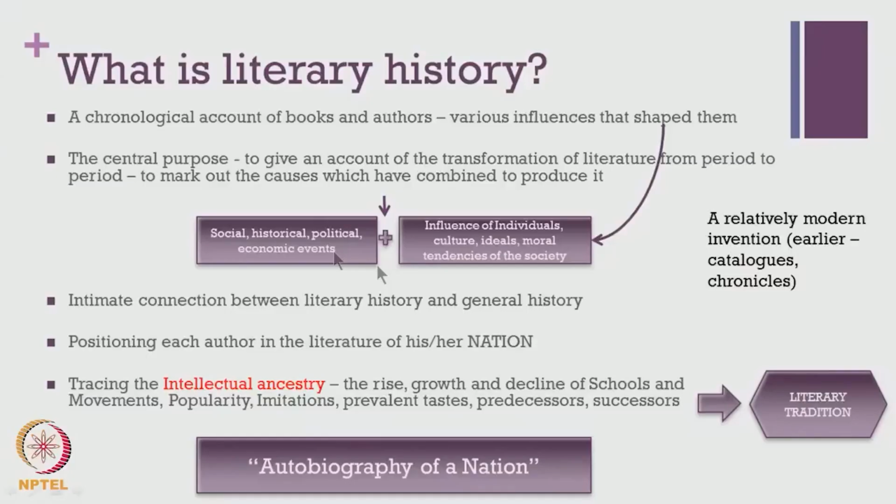It is also at times we find that historians at a later point have forcefully ensured a kind of continuity so that particular literary traditions live on, particular canonical structures do not get disturbed. There could be many reasons for this, some of which we shall be looking at a later point. So, to sum up what exactly is literary history, it is a chronological account of books and authors and about the various influences that shape them.